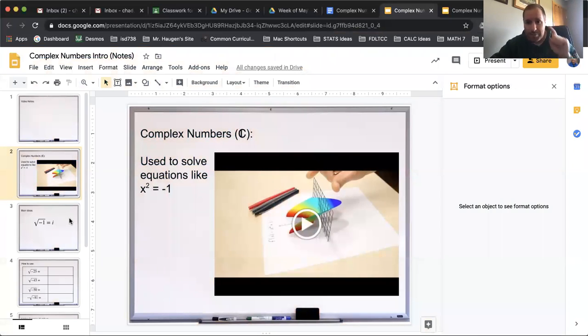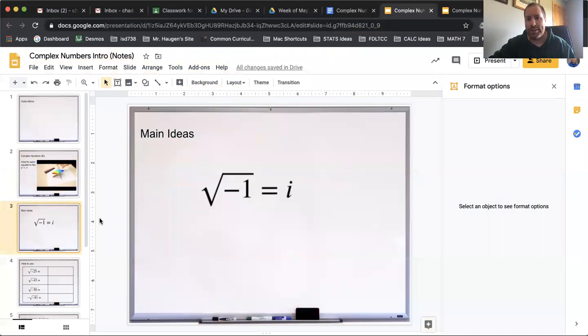But the main idea we're going to get to today is just what is a complex number. We write that as the number i, which can be a little bit confusing, especially from last week where we were talking about vectors, and now we're talking about i, the number. So there's two different things. i, the number, is the square root of -1.